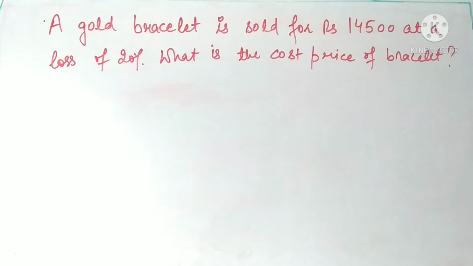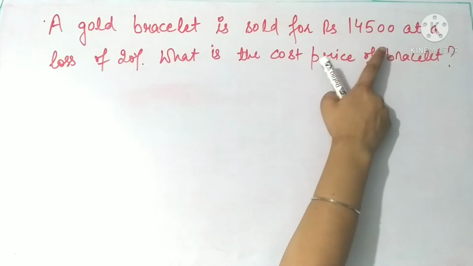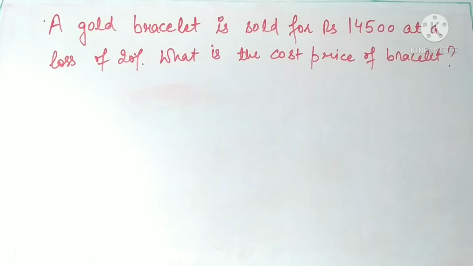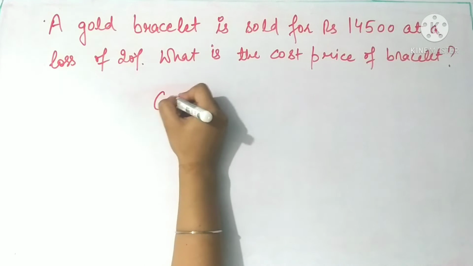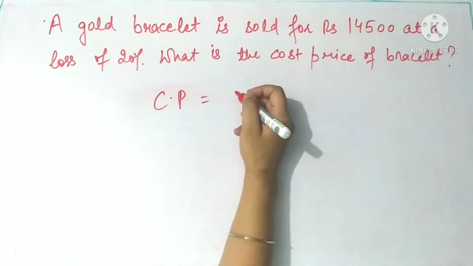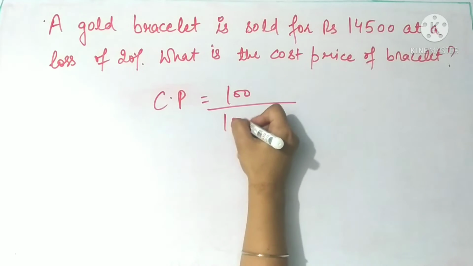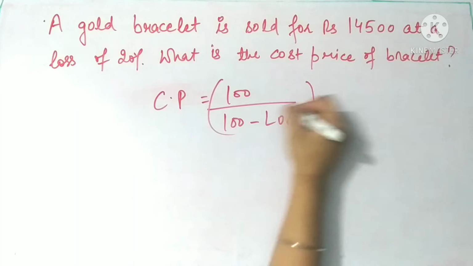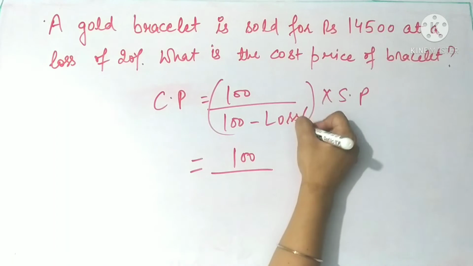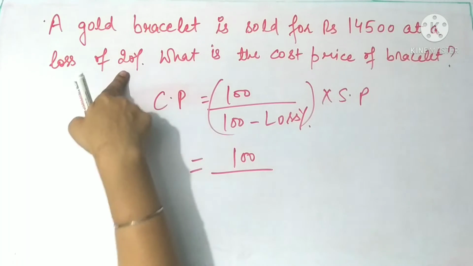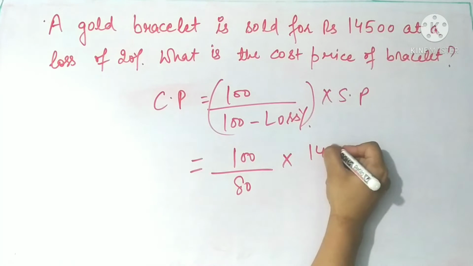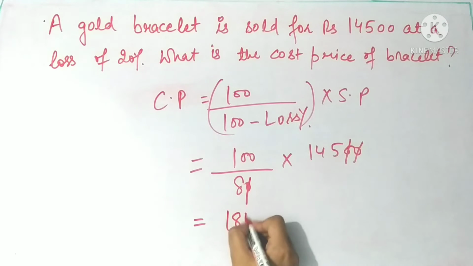Now the example is: a gold bracelet is sold for rupees 14500 at a loss of 20%. What is the cost price of the bracelet? As we have the formula, we can directly apply it here: cost price is equal to 100 by (100 minus loss) into SP. So 100 by, what is 100 minus loss percent, that is 100 minus 20, which is 80, into SP, that is 14500, and we get 18125.